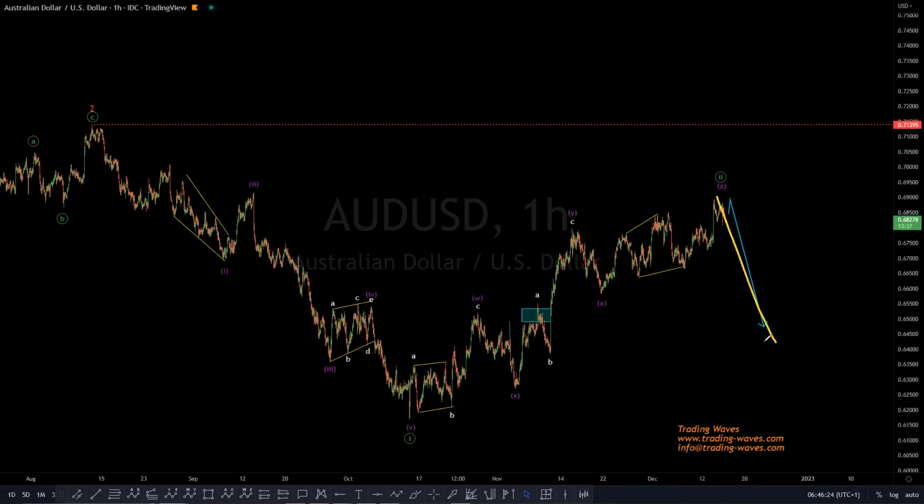We still look for a confirmation before we enter. We know Z is the last swing to the upside, but we don't just enter because Z has completed, we look for a confirmation.